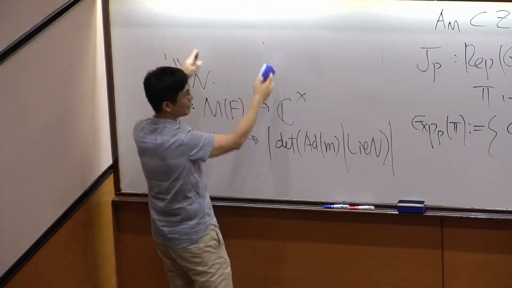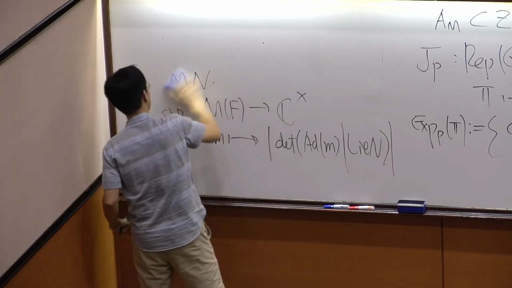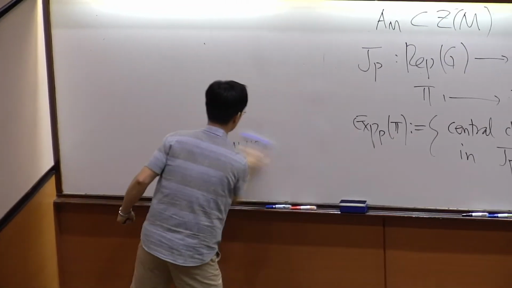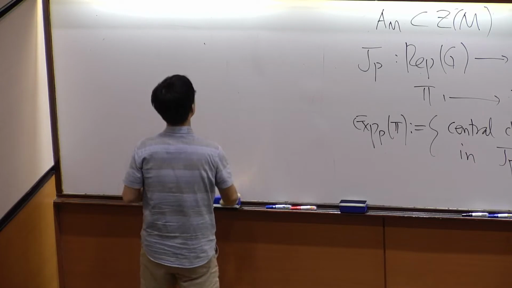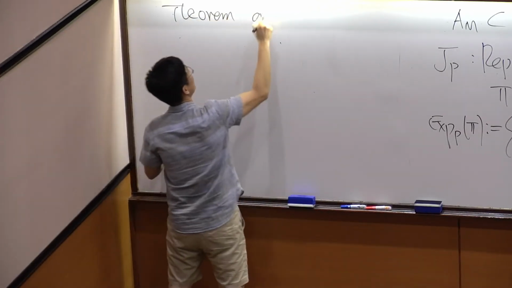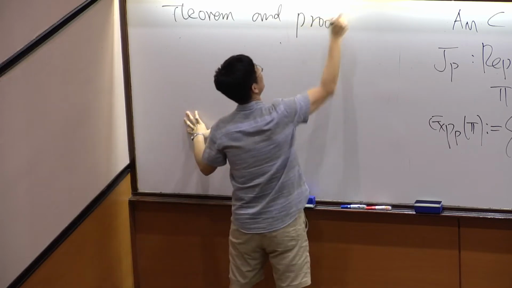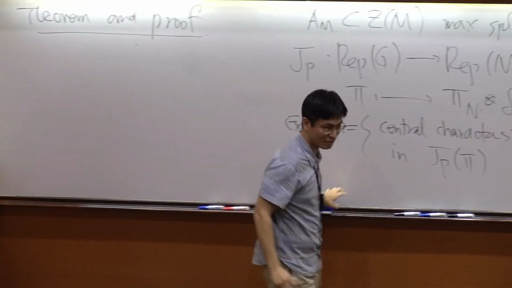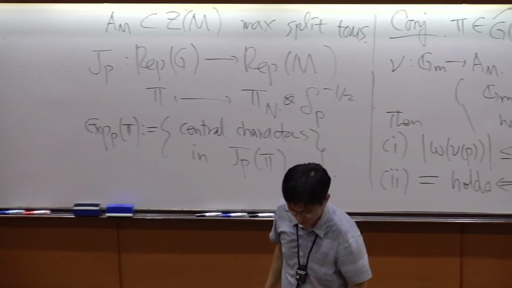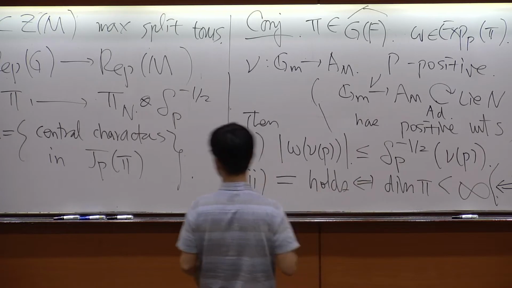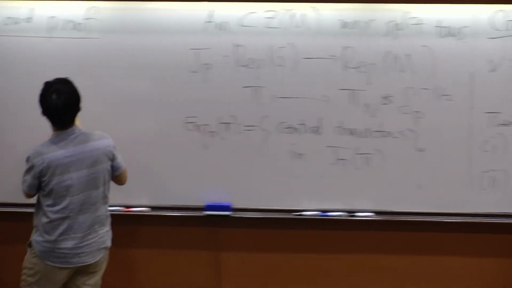Okay, so now that I stated the conjecture, I'll state the theorem towards the conjecture. So theorem and proof. So for my talk, maybe I should say something going back to the picture. Oh, yeah, maybe that would be instructive.